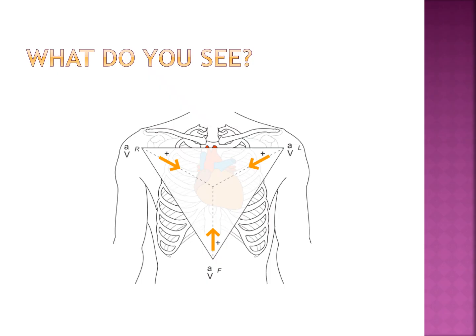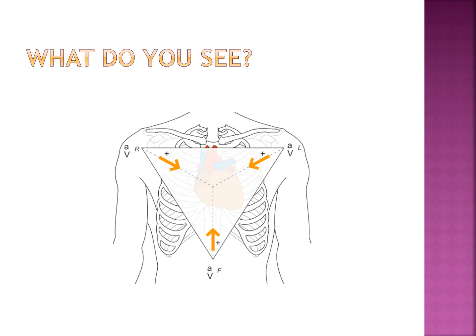All right, so now what do we see here? What we're basically looking at right here is the augmented vector right, augmented vector left, and the augmented vector inferior, or foot. The thing about the augmented vector leads is that they are unipolar, meaning that there's only one pole. Remember when we had the limb leads, we talked about that they could be either bipolar or unipolar. If they were bipolar, they had a negative lead and a positive lead. Well, in this case, we have unipolar leads, so they're positive leads.